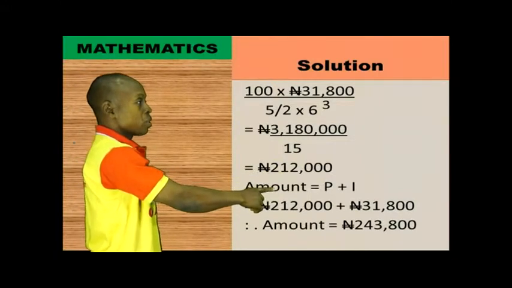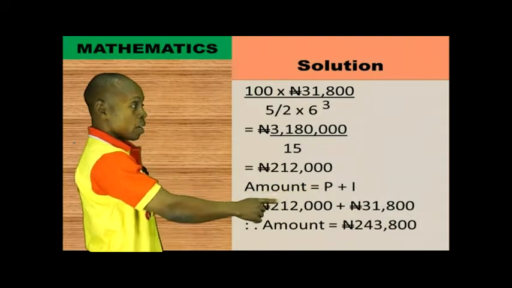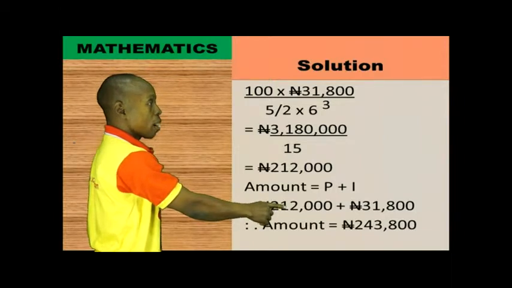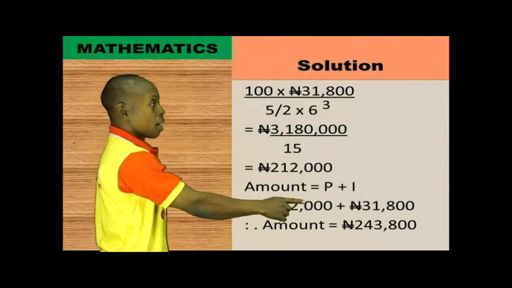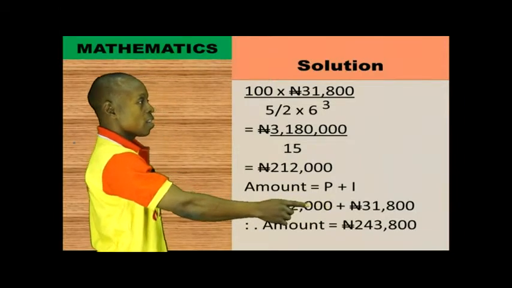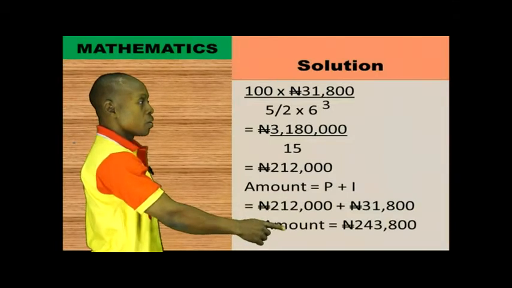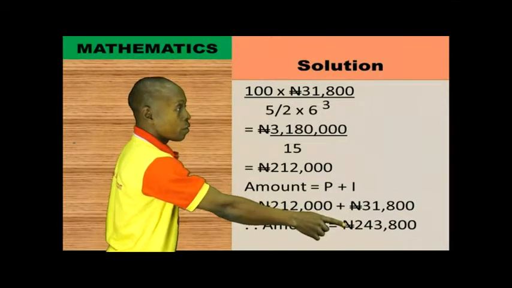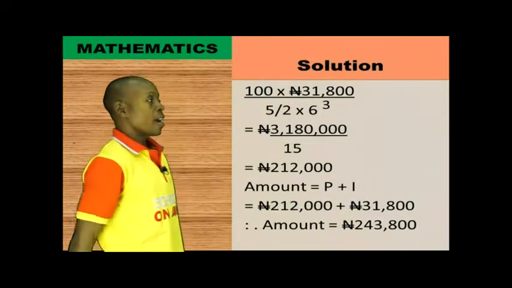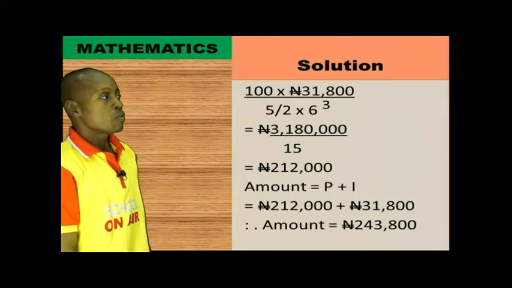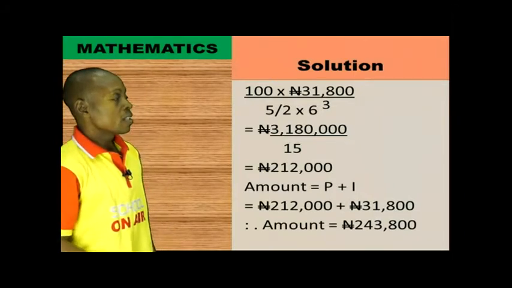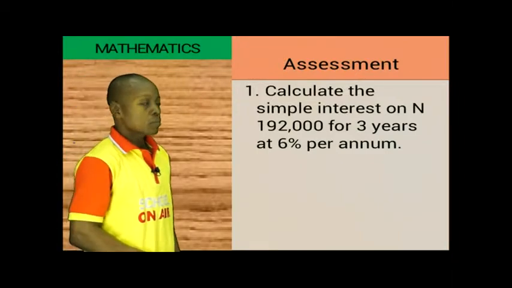So I told you earlier that amount is equal to principal plus interest. We already have the interest from before, and this is the principal. Principal 212,000 naira plus the interest, which is 31,800. The amount will be equal to 243,800 naira. That will be the amount. As simple as ABC. Let's see the next thing.